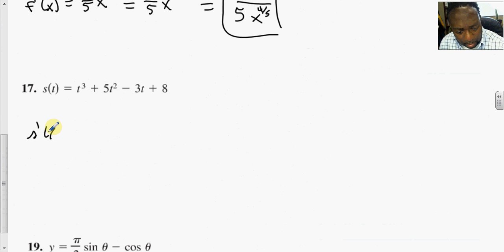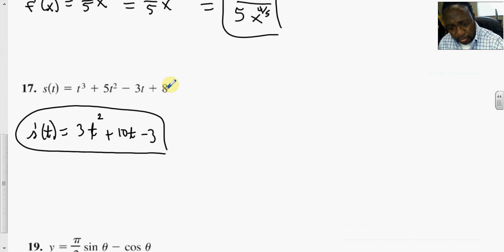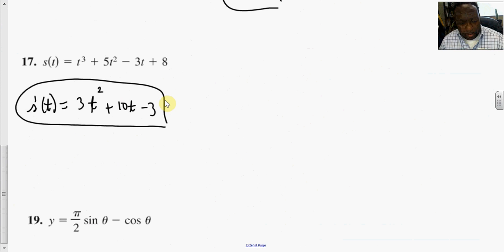S prime of t is equal to 3t to the second plus 5 times 2 is 10. t to the 2 minus 1 is just t to the first, minus 3. Again, the derivative of a constant is 0.